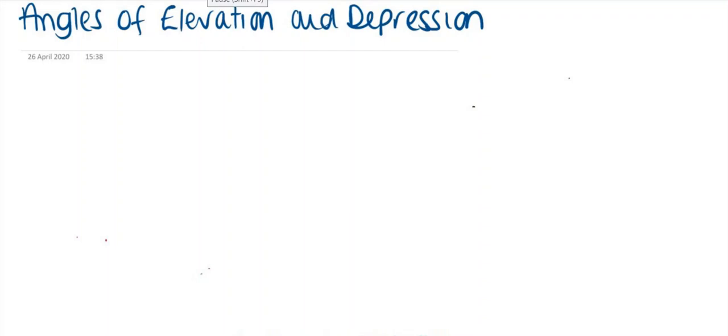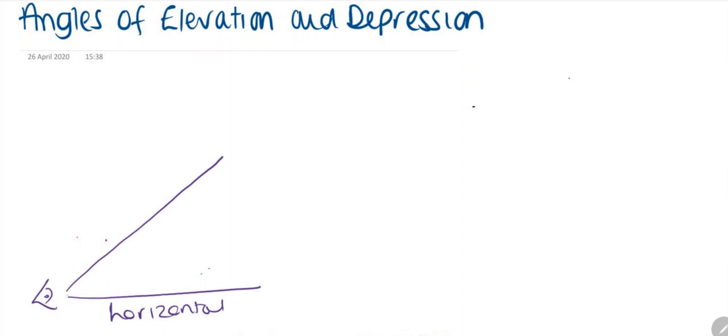So, angles of elevation and depression. If you can imagine someone is on the ground and they're looking up. So this is horizontal. This is your ground. Their line of sight is looking up at an object. So the angle formed here is called the angle of elevation.